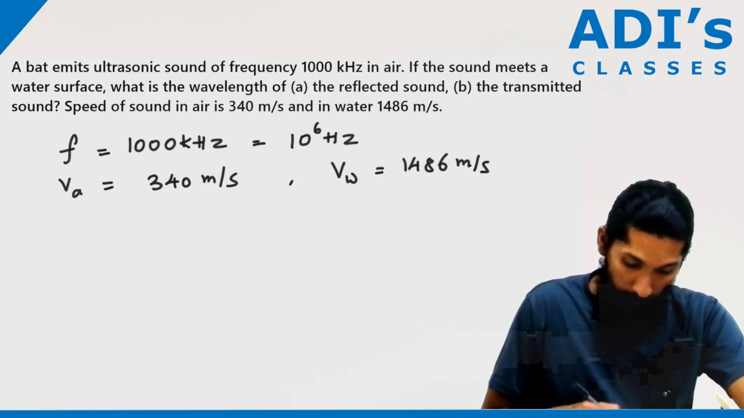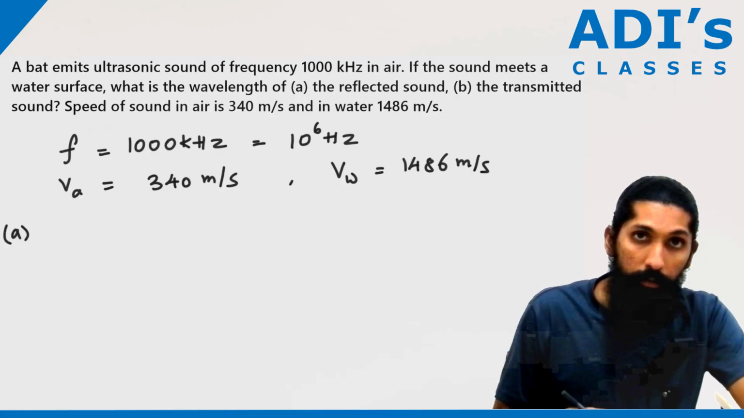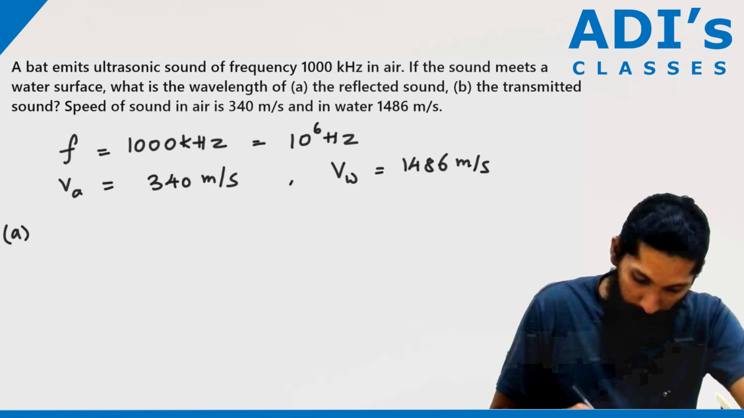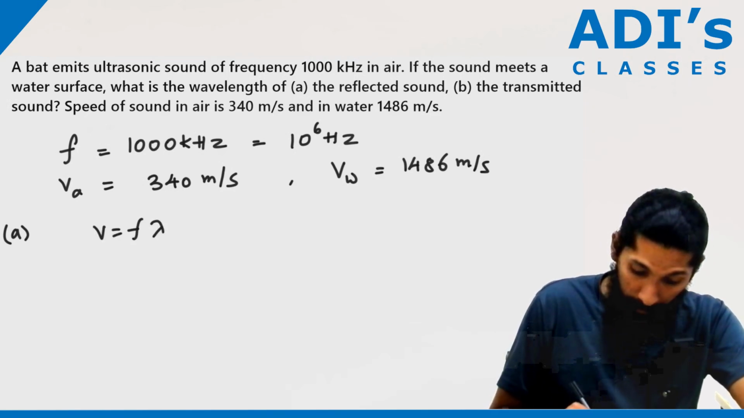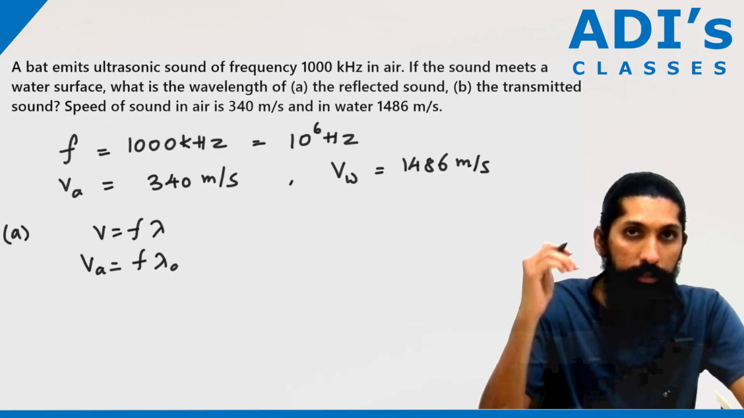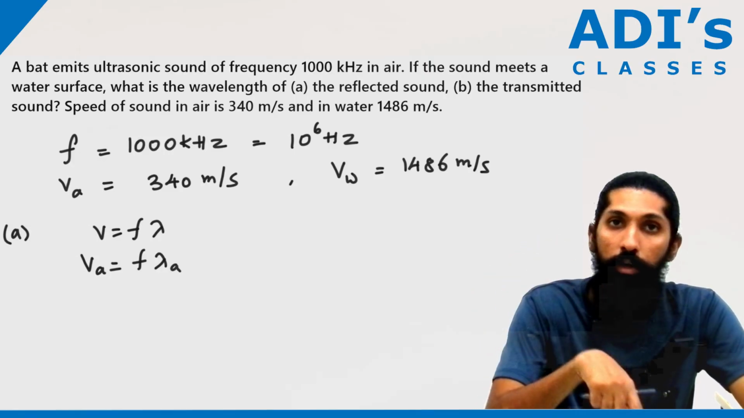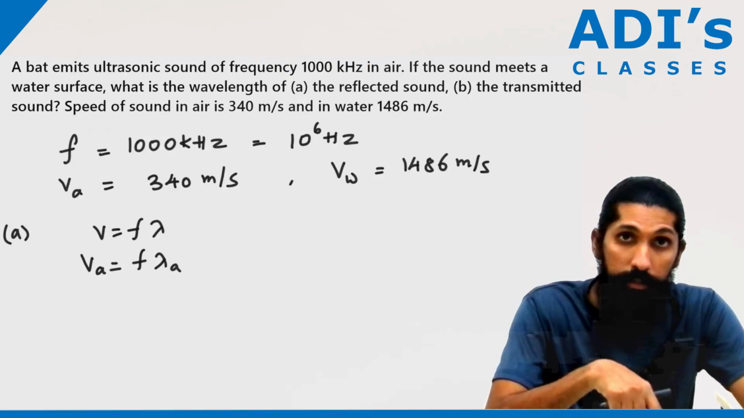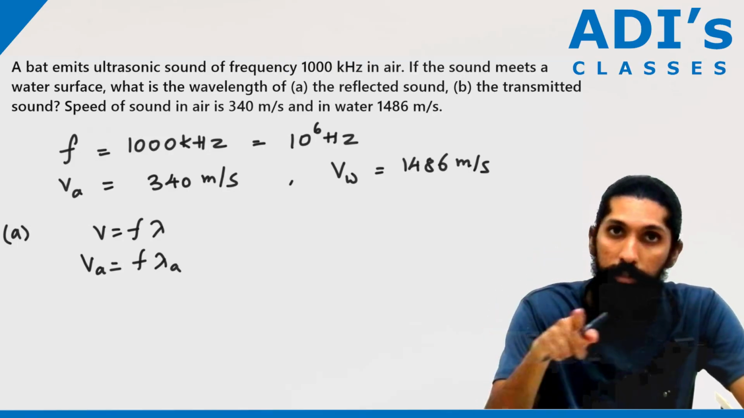Now for the first case, A, the wavelength of the reflected sound. Now what is the formula? V is equal to F into lambda, or VA is equal to F into lambda A. Remember, whenever there is a change in the medium, there is no change in the frequency. This you have also learnt last year. Remember, you had a chapter called light. In there also you did the same thing in refraction of light. There is no change in the frequency. There is only change in the wavelength.